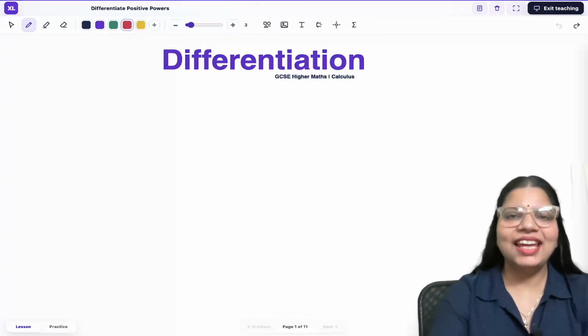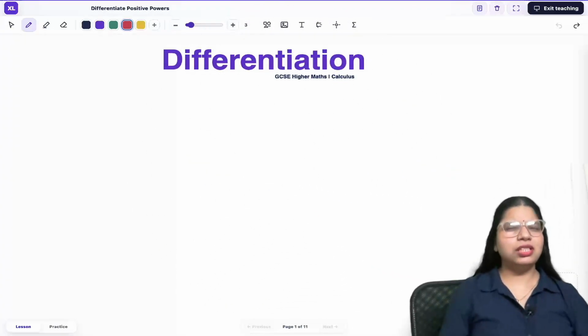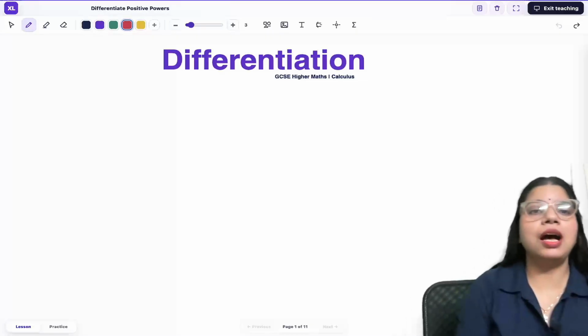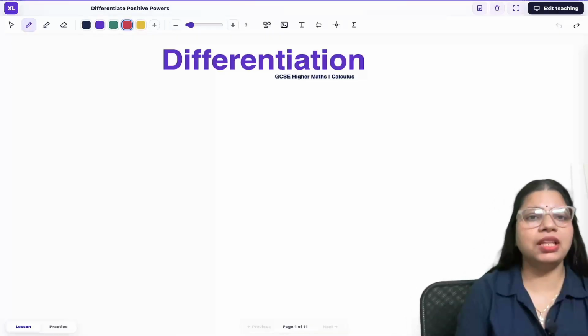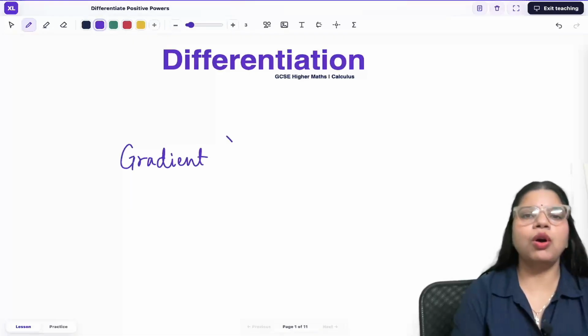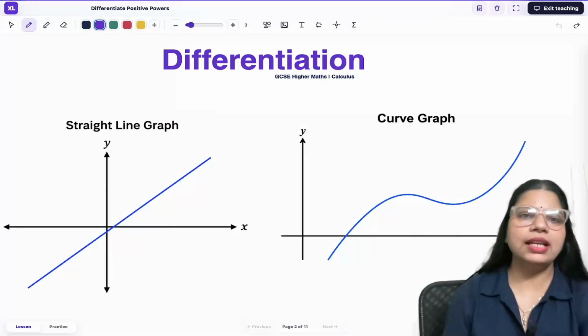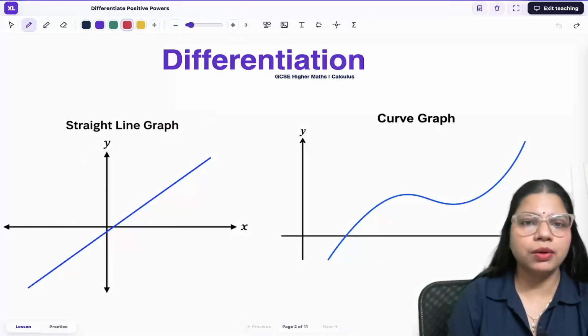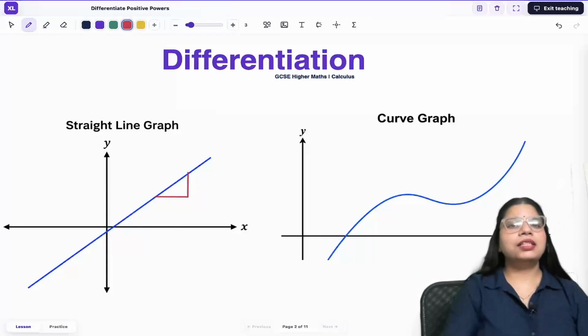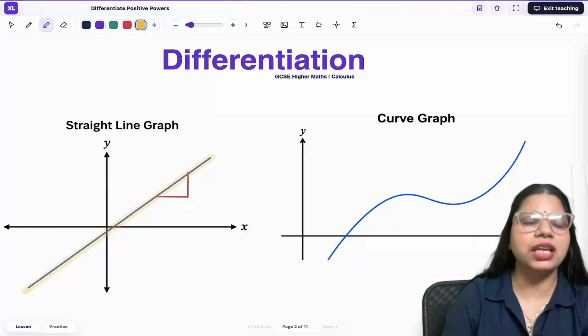Hello students, in today's lesson we are going to be talking about differentiation. Differentiation could sound like a new topic, but I'm pretty sure you would have done something connected to this, which is nothing but gradient, right? We all know how to find the gradient of a straight line graph. For straight line graphs, gradient is nothing but rise over run. And it's constant throughout, isn't it? The entire line follows the same gradient.